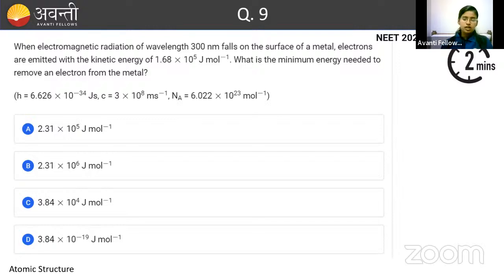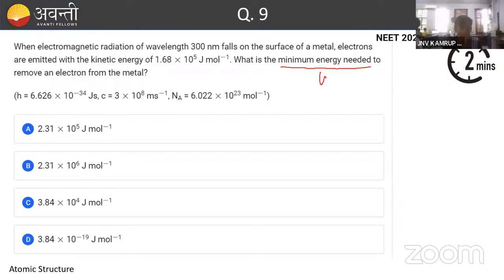So, how to find out the minimum energy which is required to remove an electron? What are we asked to find out? Minimum energy is nothing but the work function, which is denoted by W.